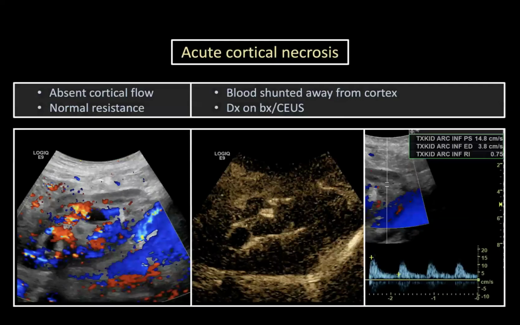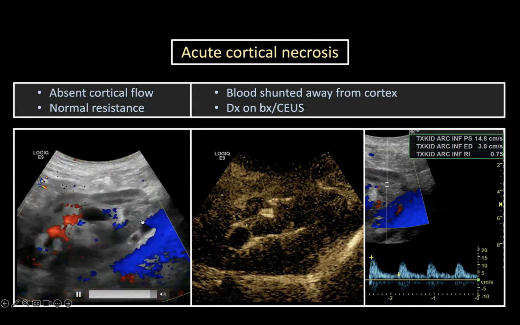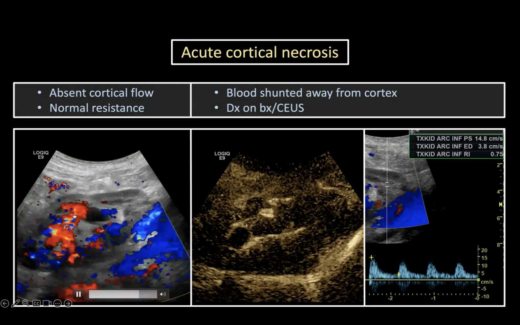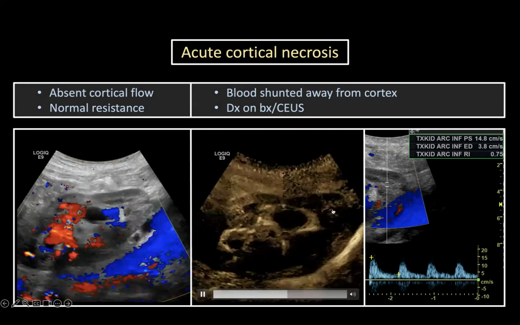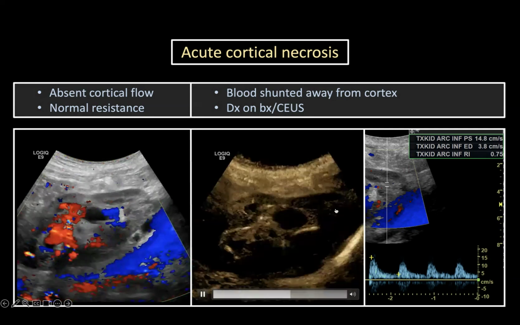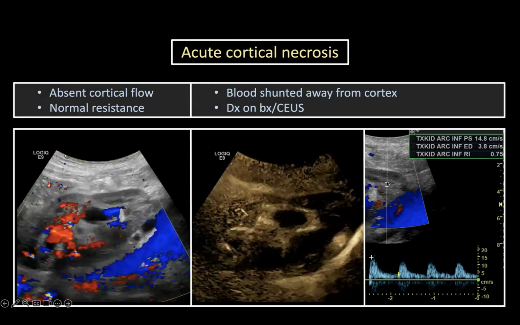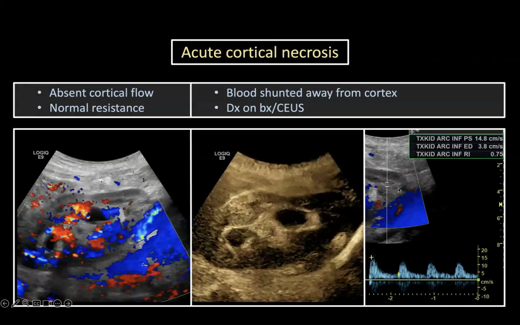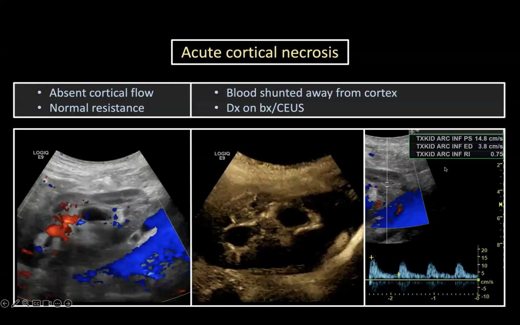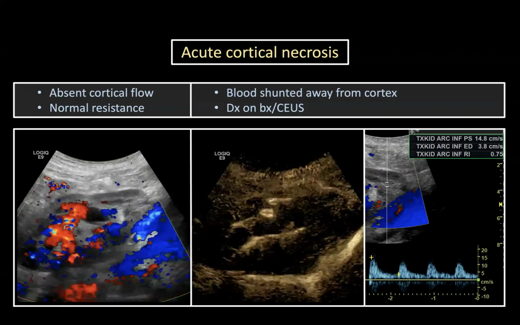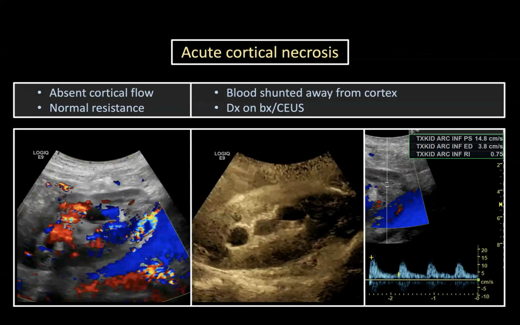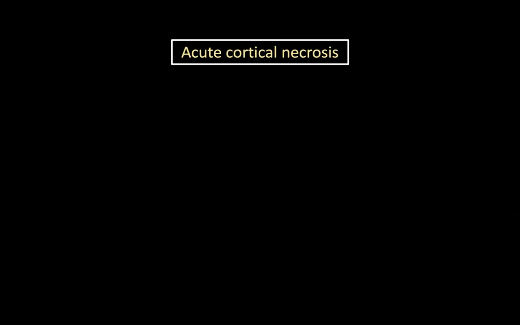Acute cortical necrosis, on the other hand, is the much more severe form where you end up getting absent flow in the renal cortex. And so here was a challenging case. This one here, you can see this perfusion getting to the kidney, but maybe not out to the cortex. On the B-flow mode, you can see central flow quite clearly, but there's no flow out in the cortex. And even when you do sample some of the areas of arterial flow that are seen, the resistive index is normal. And that can be seen with acute cortical necrosis because blood is shunted away from the cortex. The resistive indices can actually be fairly normal.